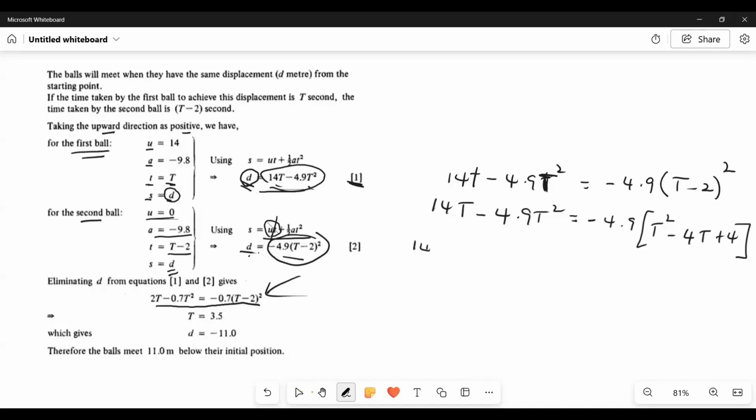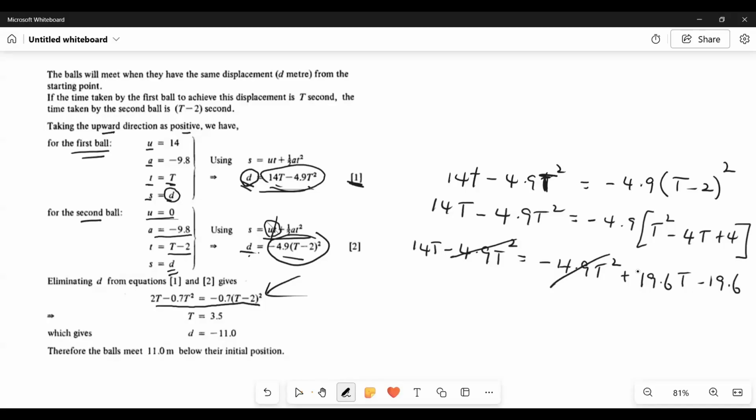So we'll have 14t minus 4.9t squared plus, could somebody multiply 4.9 by 4 for me? What is it going to be? 19.6. Yes. Okay, t minus 19.6 again. Good. So this 4.9t squared, this here is going to cancel with that, right?